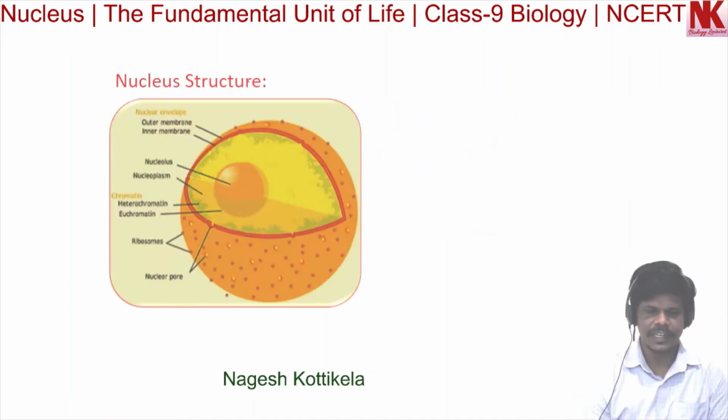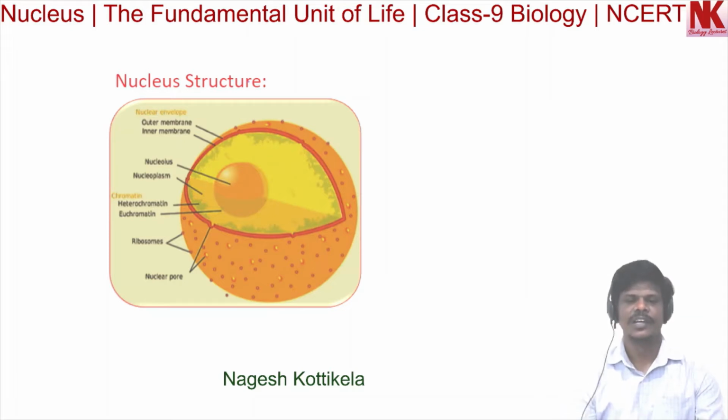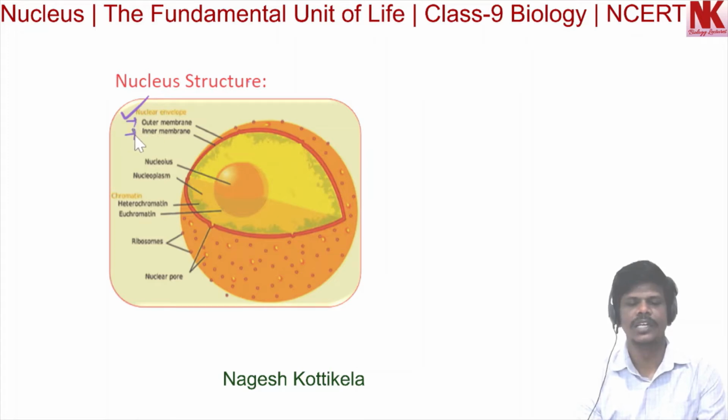Now, moving to the next, the structure of the nucleus. Here you can see the nuclear envelope with outer membrane and inner membrane. So, this is the outer membrane and this one is the inner membrane. Between the two membranes, perinuclear space will be present, as I discussed just now. Now, inside, the fluid present is called nucleoplasm, and this nucleoplasm has nucleolus, then chromatin fibers. Chromatin fibers are of two types, heterochromatin and euchromatin.